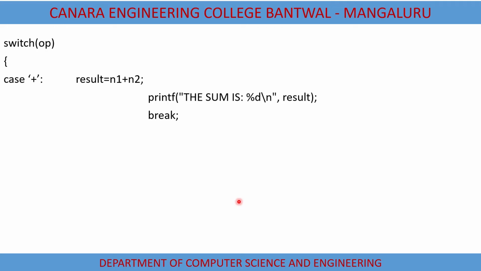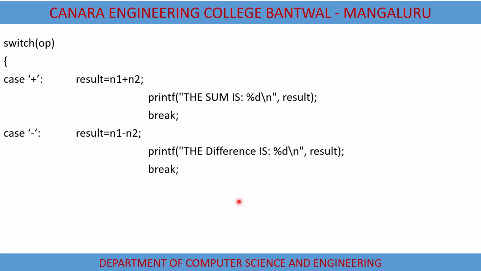Next is subtraction. So we use another symbol, the minus character, case minus in single quotes followed by a colon. Here we are performing the subtraction. How are we doing it? result is equal to n1 minus n2. Then we are printing the result: the difference is %d followed by the result. Again we are writing the break statement, that is, once we finish this particular task, we are ending the process.